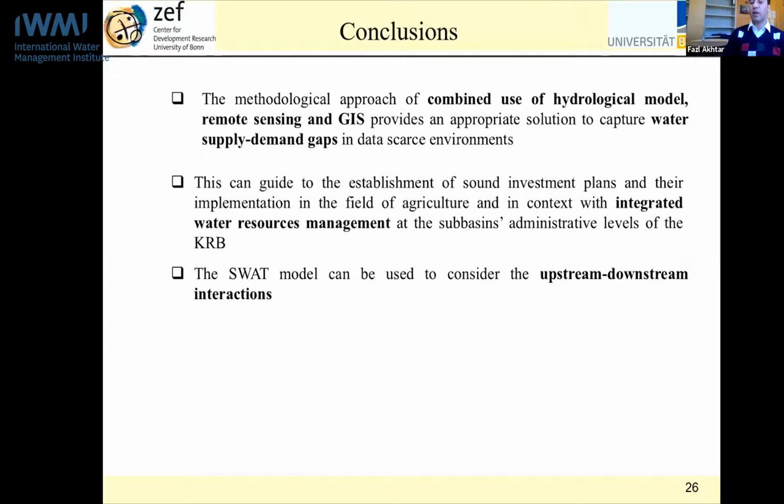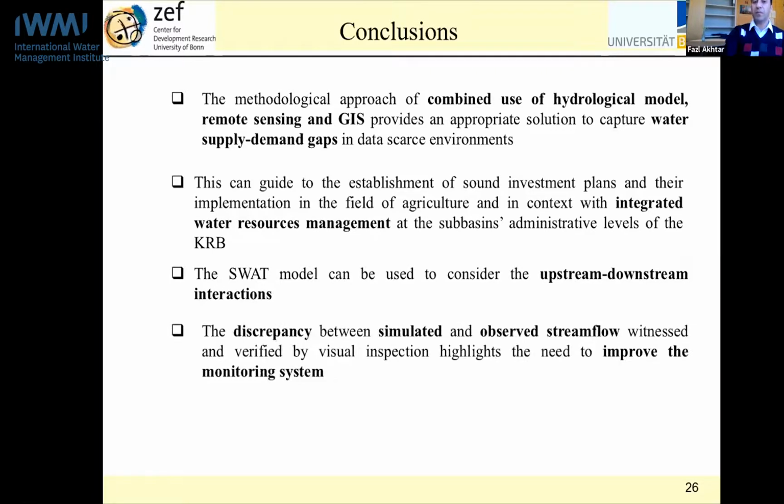More about this: the SWAT model can be used to consider the upstream-downstream interactions. As in this study, you saw that there's high heterogeneity between the upstream and downstream regions. Downstream, 2 crops; upstream, single crop. Upstream grows more orchards, downstream more fruits, for example. So this way, using similar tools, we could really make these interactions scientific and can discuss them in a more appropriate way, to base our investment plans and also decisions upon it.